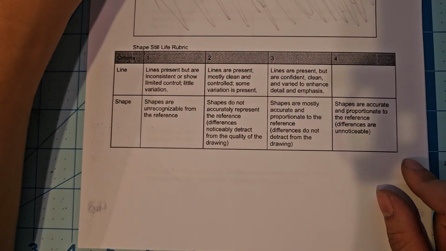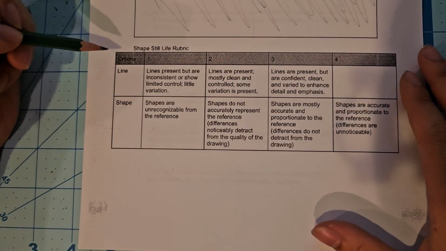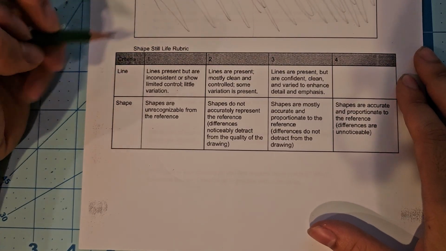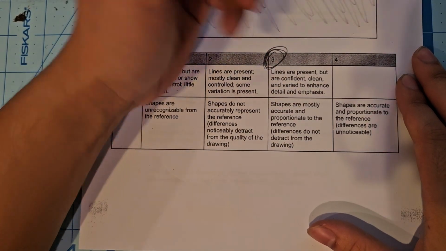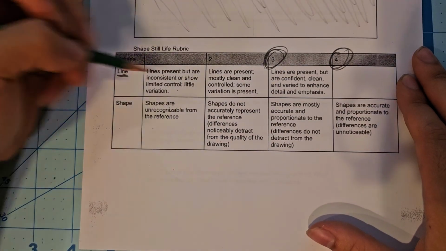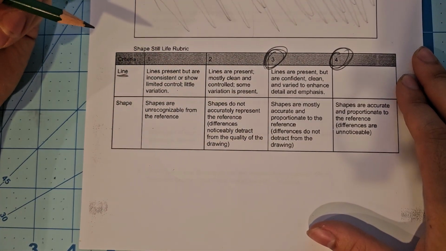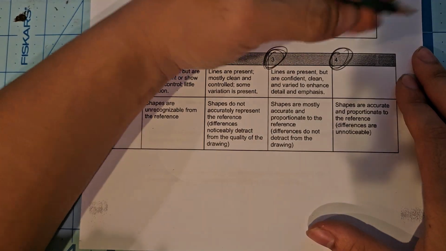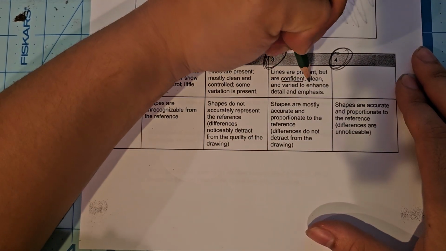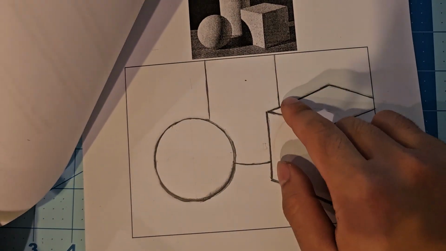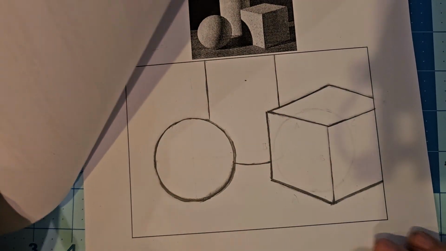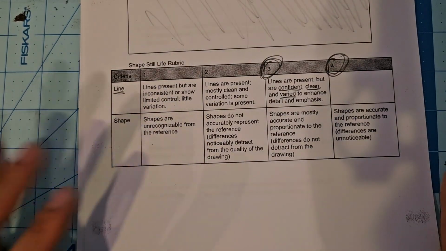The way you can tell if you're successful is you're going to look at this rubric here, right? We learned what line was and we learned how to use line in your shape still life. You're always gonna aim for the highest score possible. For line, there's only three points possible. You need to have lines that are confident, clean, and varied. I don't wanna see just the same thickness of line, the same darkness of line. I want different lines throughout.